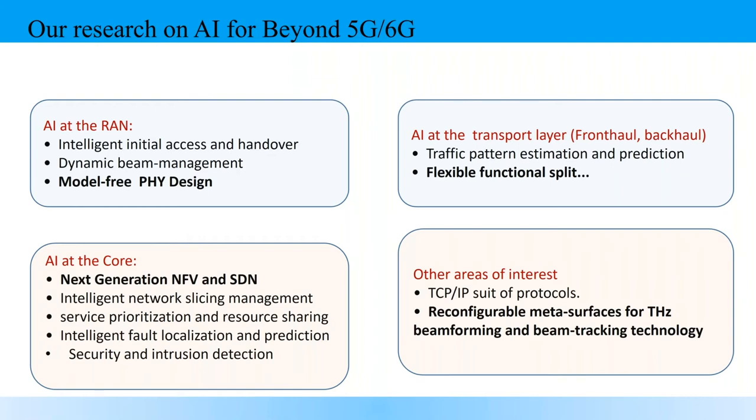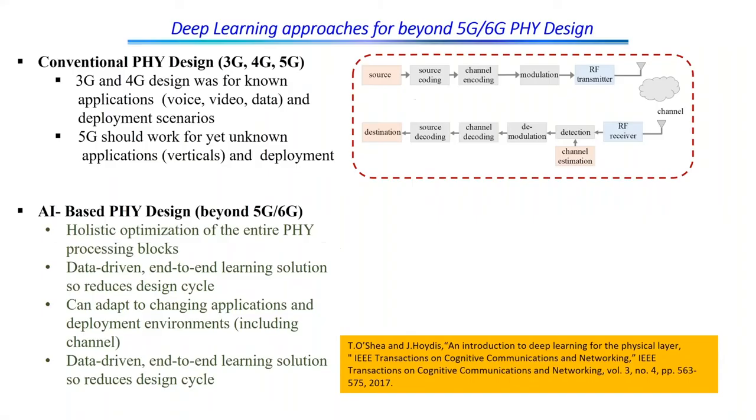We can also consider AI in what's called the transport layer. I will give an example of this. But I think it's also very interesting to look at how, for example, AI can percolate through to things such as the transport network, the TCP/IP, and so on. So I will give you some examples of our recent work.